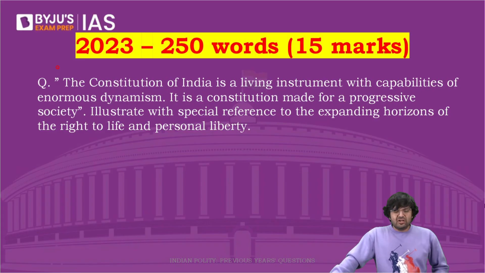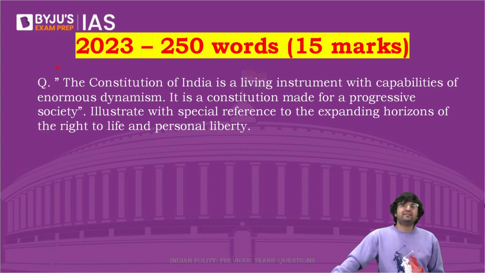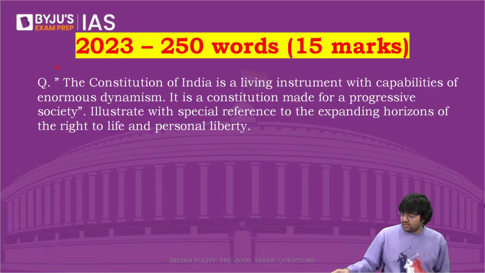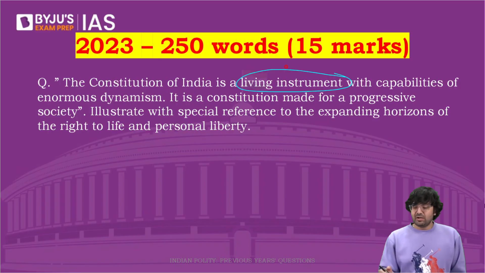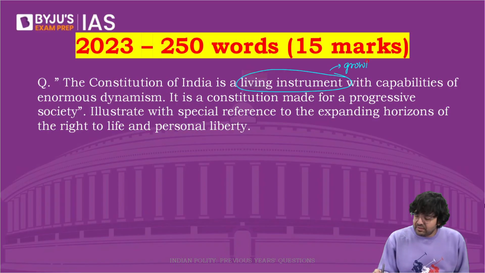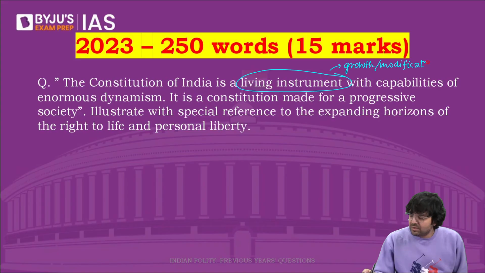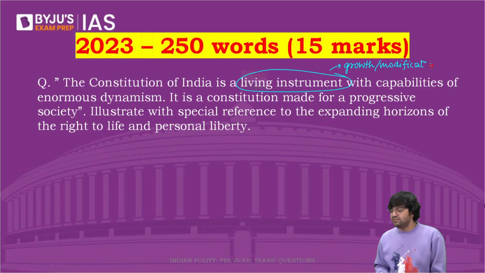This question was asked in 2023, this current main examination. Look at the question. The Constitution of India is a living instrument. Why do we call this a living document? Because it can grow. It can be modified. Growth and modification possible. Which article allows for the modification?